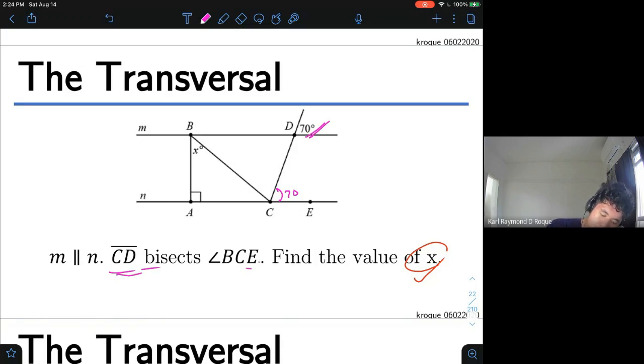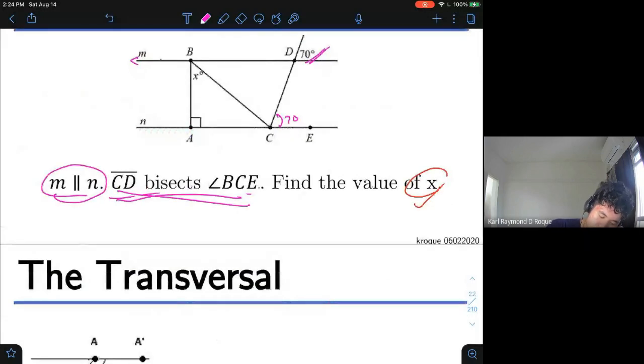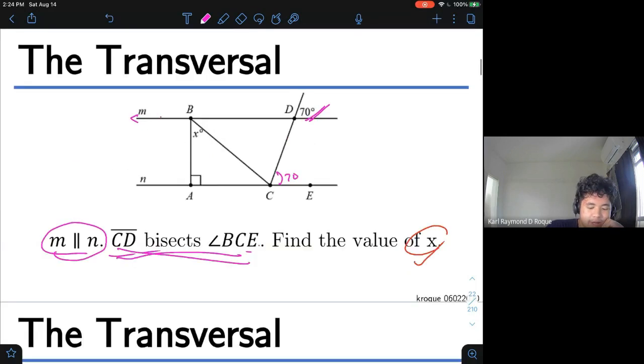I forgot to say. M parallel to N. Oh, by the way, symbol of parallel lines is this. Yan pala yung symbol of parallel lines. Nalimutan ko sabihin. Line M is parallel to line N. No? Then, yan. Equal sila. 40 degrees. Subtract 50 degrees.